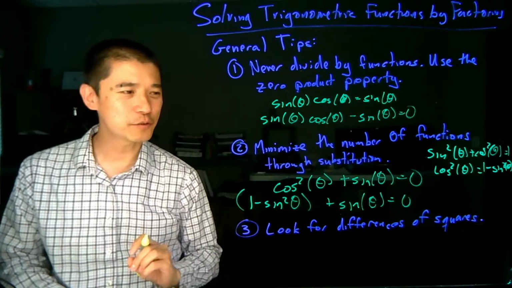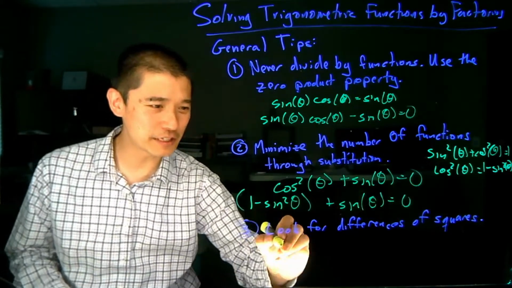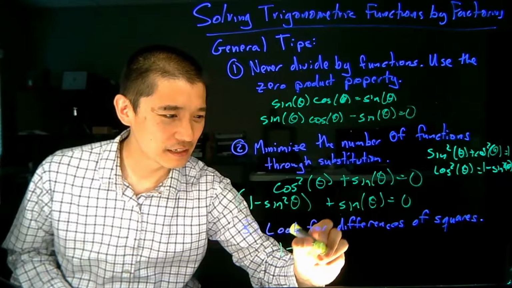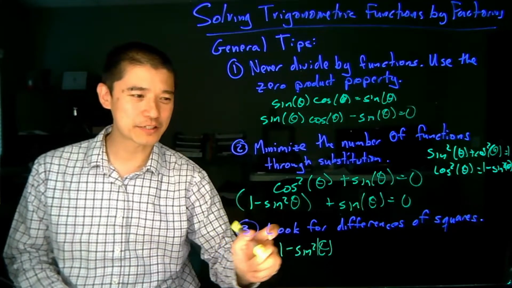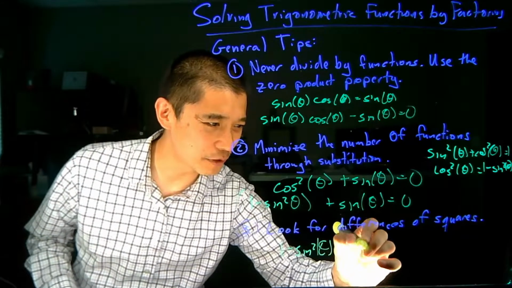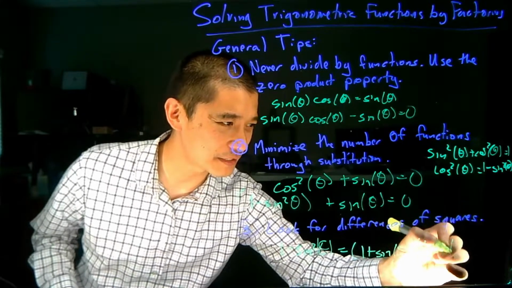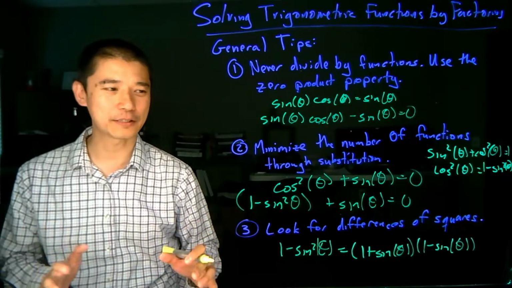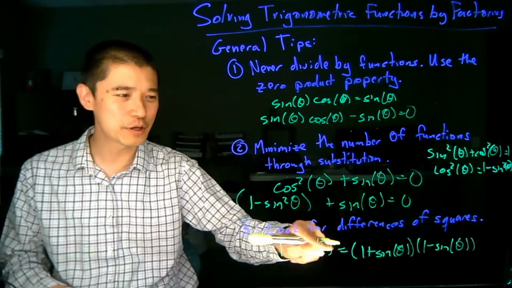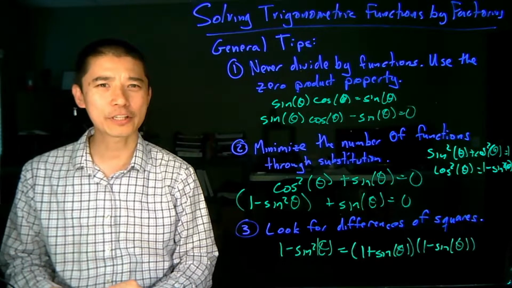And the last one is to look for differences of squares. We're going to run into things like this, 1 minus sine squared theta, a lot. And it's important to recognize that this is a difference of squares. This is 1 squared minus sine squared, which can be written as 1 plus sine theta times 1 minus sine of theta. And this will come in handy many times when you have fractions and things like that where you're looking for something to reduce. Look for this type of pattern. It'll come up more often than you think. And so here are some quick tips, and we'll go to an example.